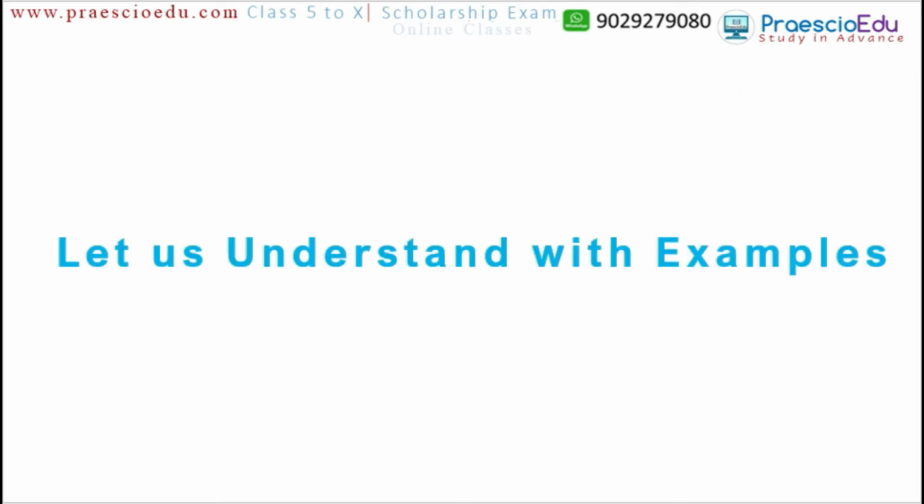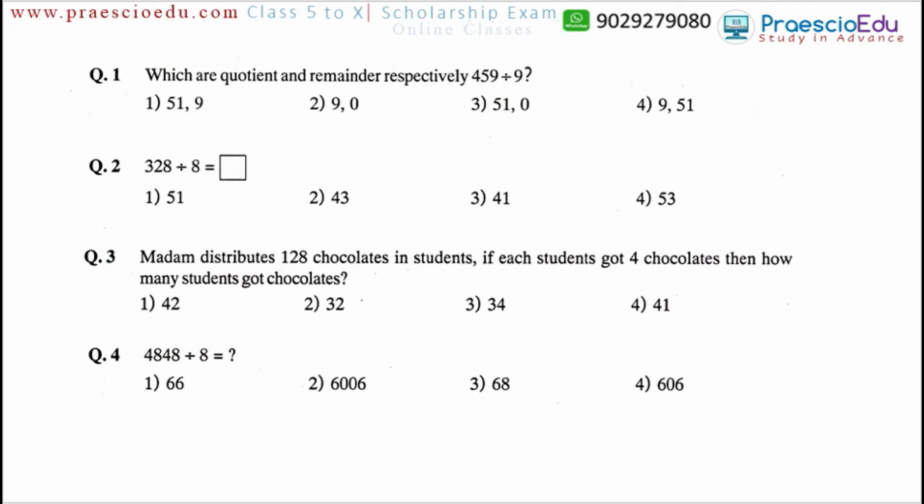Now let us see some examples to understand the concept of division exactly. Question number 1: what are the quotient and remainder respectively? 459 divided by 9. In a horizontal way, we will directly make the division. Division always starts from the left side. We do not take a single digit, so first we take 45. 45 divided by 9: 9 fives are 45, so here 5.